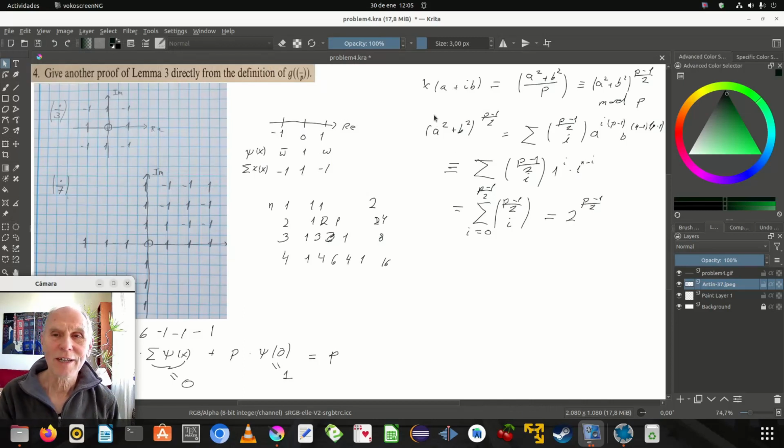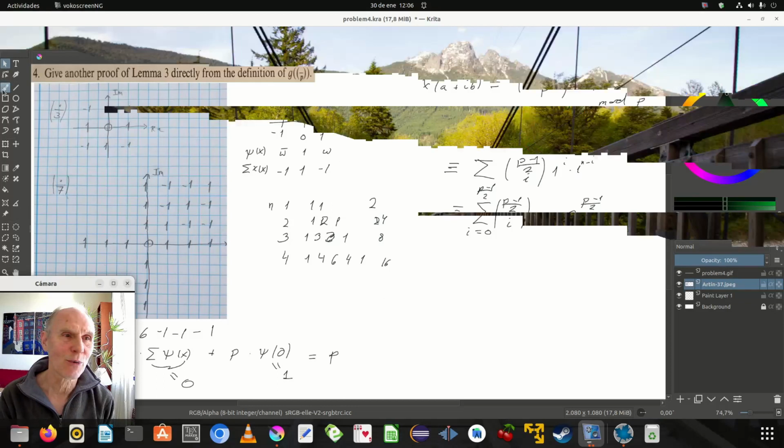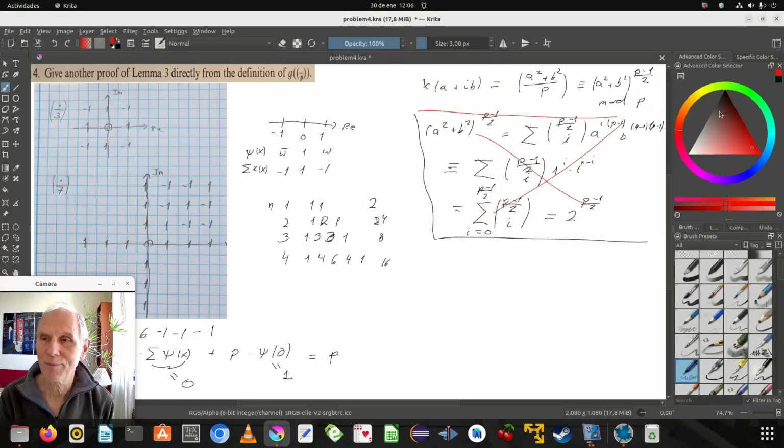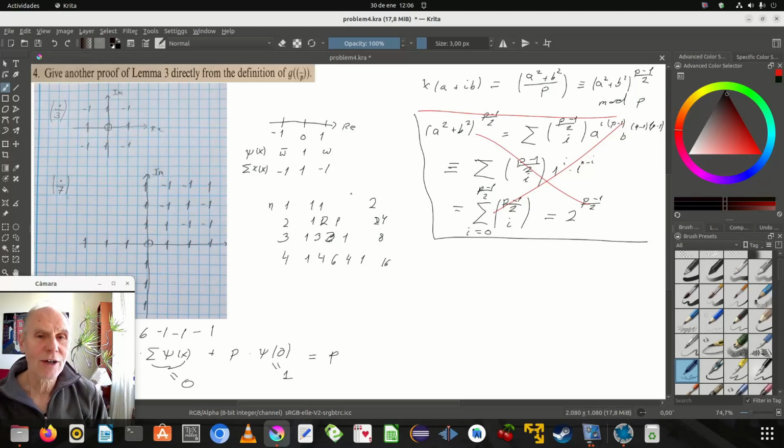I just looked at it, and this was a stupid mistake, because we have to take distinct powers here. It's a squared to the ith and b squared to the n minus ith. So this doesn't work. Bad idea. I got another one.